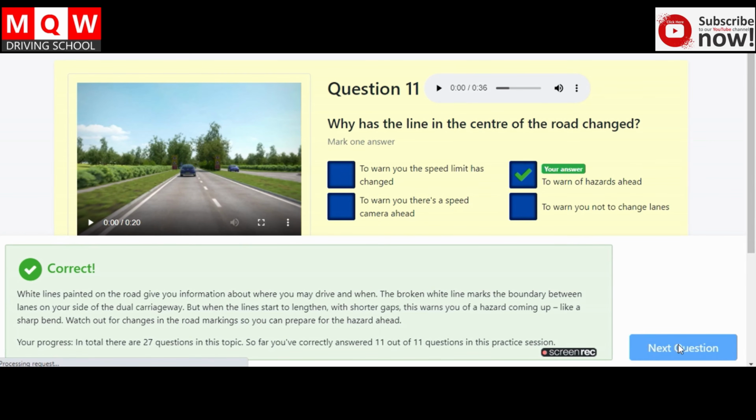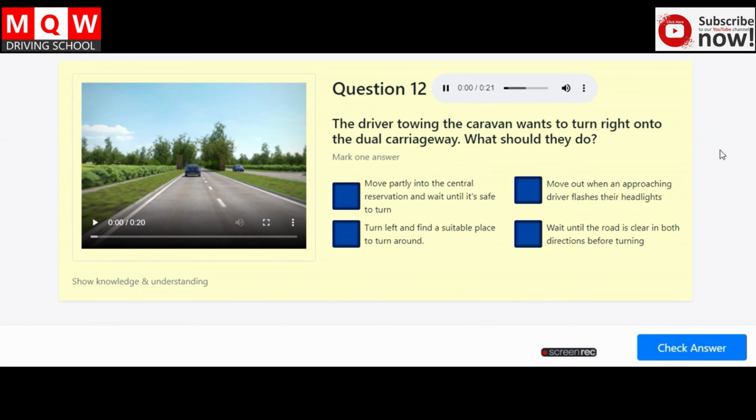So next one, same clip. The driver towing the caravan wants to turn right onto the dual carriageway. What should they do? Move partly into the central reservation and wait until it's safe to turn. Move out when an approaching driver flashes their headlights. Turn left and find a suitable place to turn around. Wait until the road is clear in both directions before turning.